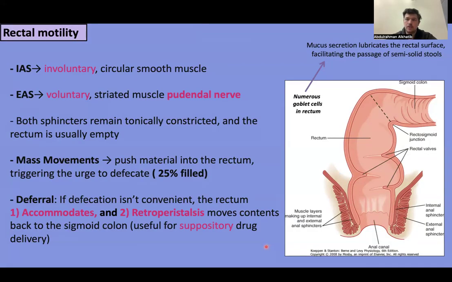But anyways, you guys don't have to worry about them. You'll take them in the POD block next year. But remember, retroperistalsis will push the material into the sigmoid colon, and it's also useful for this type of drug delivery.